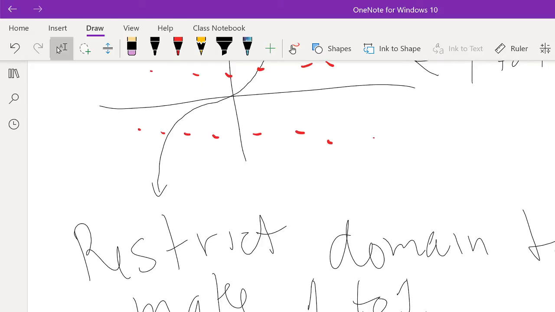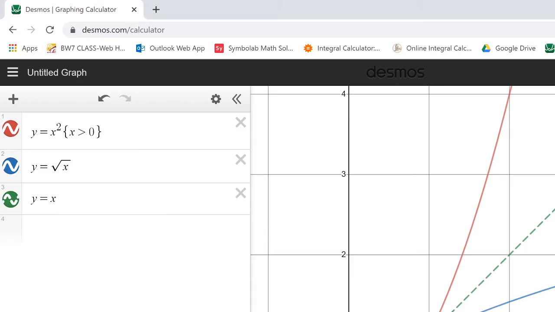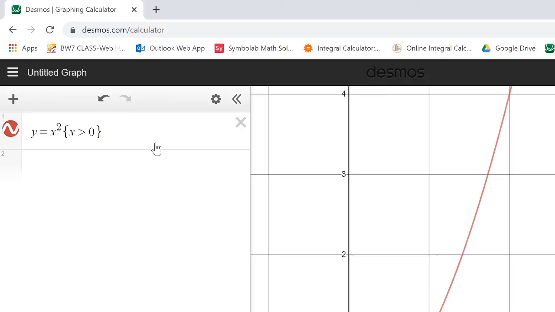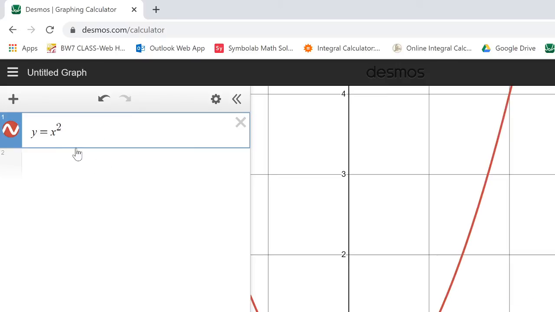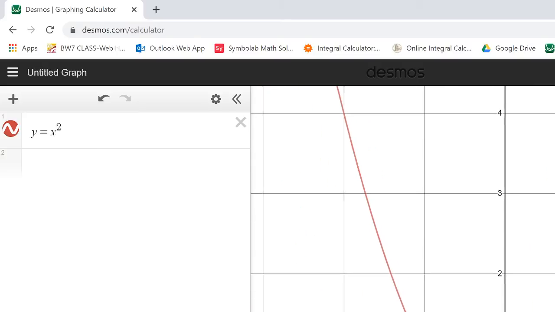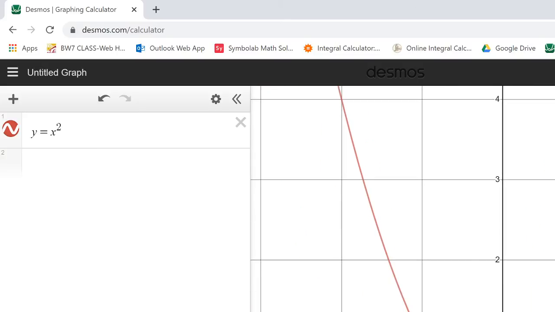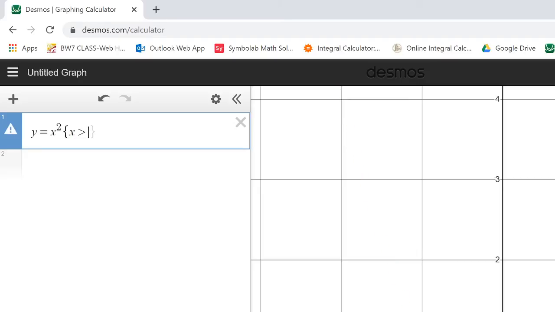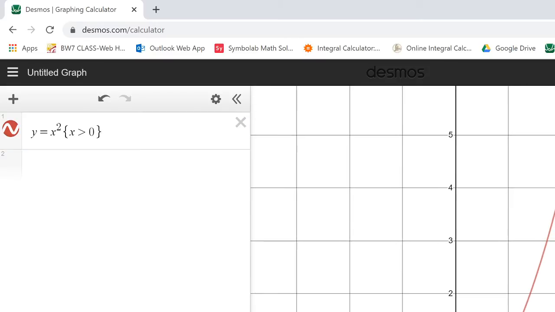So for example, let me bring up a graph here. If I remove any kind of restriction, we have our graph of a parabola, y is equal to x squared. Not one-to-one, but if we make the restriction where the domain is all values x greater than 0, then we can see that now that makes it a one-to-one function.